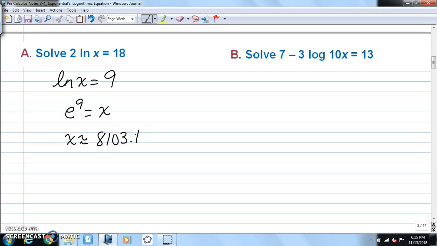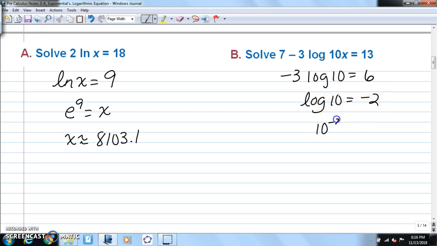Okay. So this one, again, I want to isolate my logarithm first. So I'm going to subtract 7 from both sides. And I get that equals 6. Divide through by my negative 3. And I get log 10 equals negative 2. And then again, I know that if there's not a base, it means it's base 10.